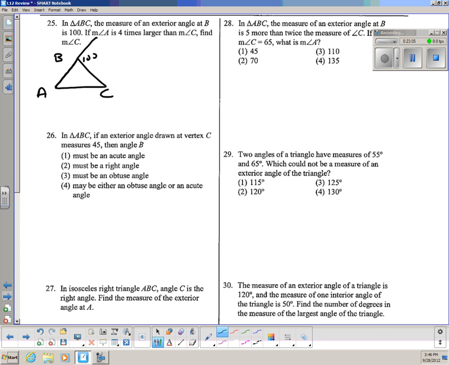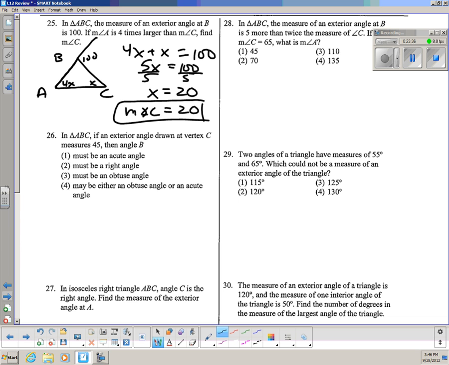Then it says the measure of angle A is 4 times as large as the measure of angle C. So I can say A is the 4x and C is the x. So now I can set up an equation. I have my two interior angles adding up to my exterior angle. So 4x plus x is 100. 5x is 100. Divide by 5. x is 20. And angle C is x. So the measure of angle C is 20.